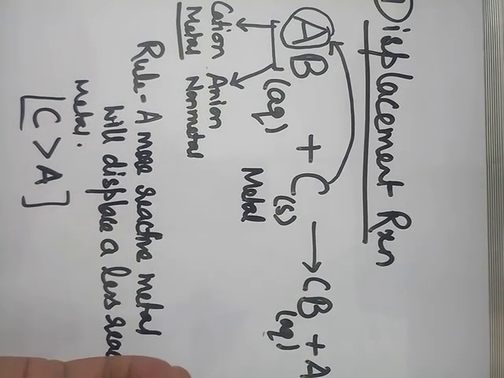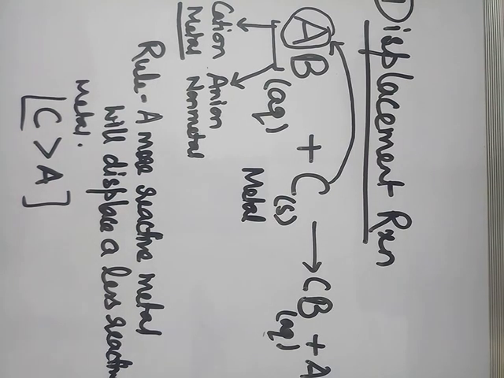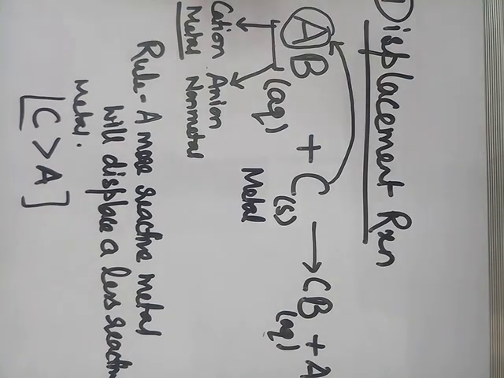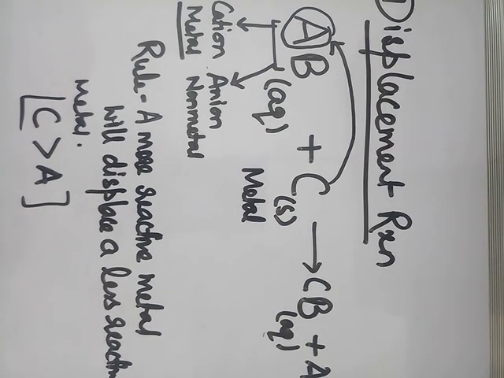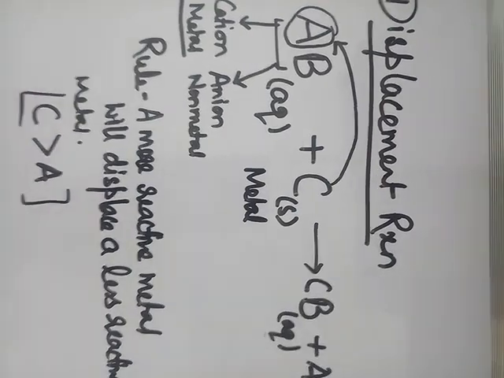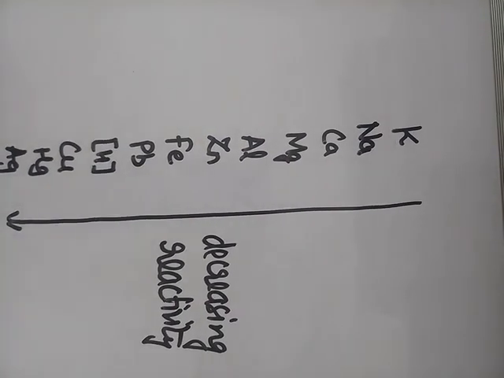Now, how can we get to know which metal is more reactive and which metal is less reactive? There must be some table, some information from where we can get this idea of which metal can displace the other metal. So for this we need to have a series which is called the reactivity series. So let's see the reactivity series. This is the reactivity series, children.